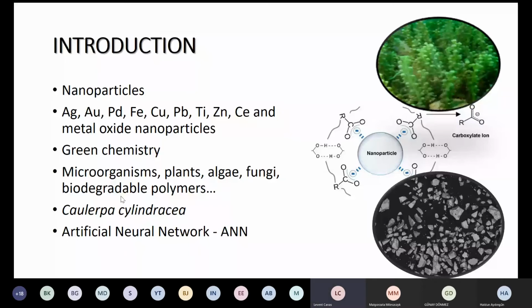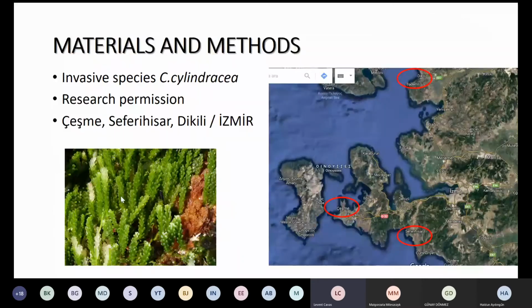In Turkey, collection of invasive species is banned. Therefore, in order to carry out a scientific investigation, you have to take research permission from the Ministry of Agriculture. We did it, and then we collected our invasive species from Çeşme, Seferihisar, and Dikili, as you can see in the map.